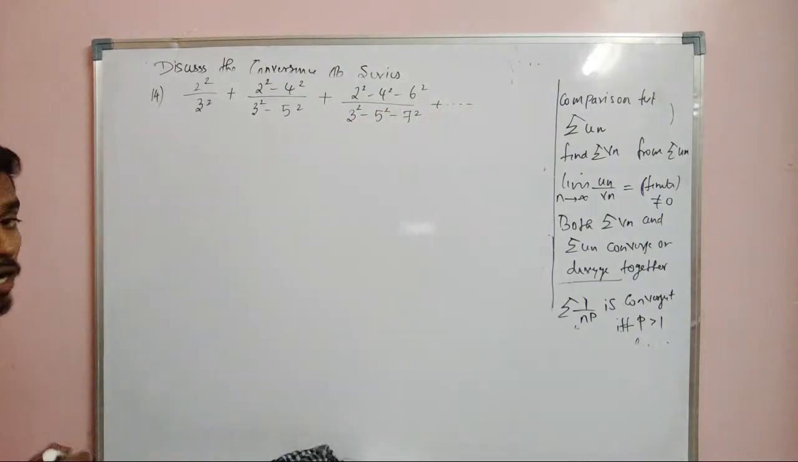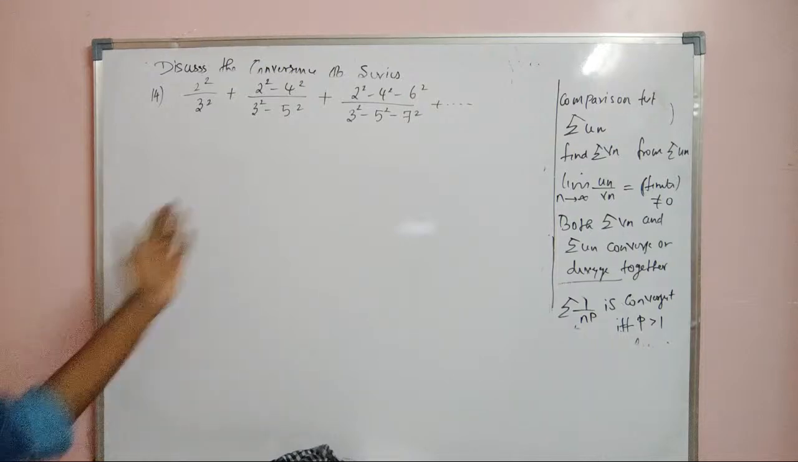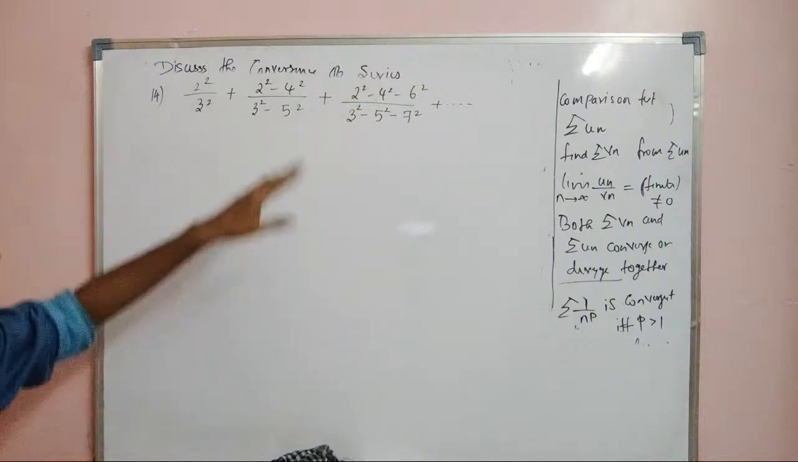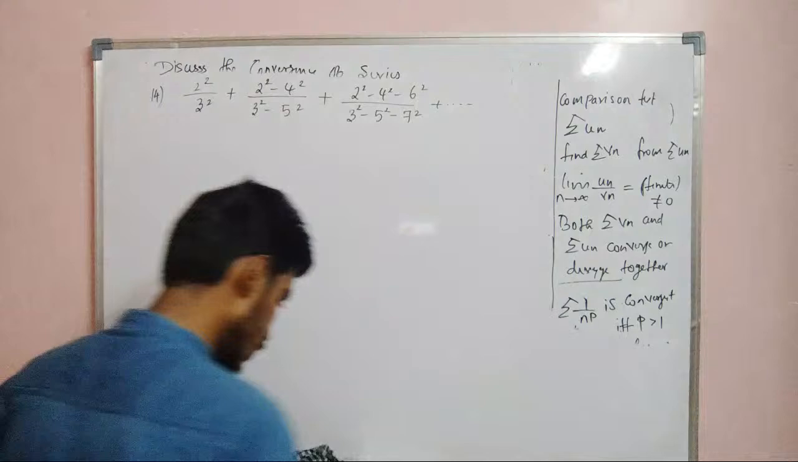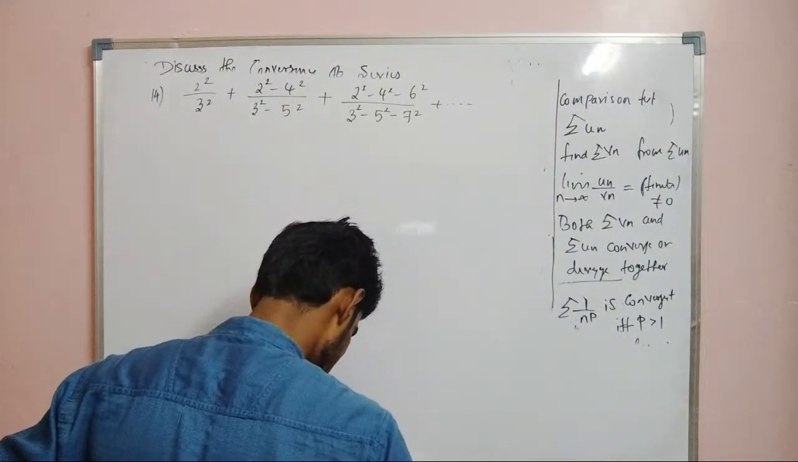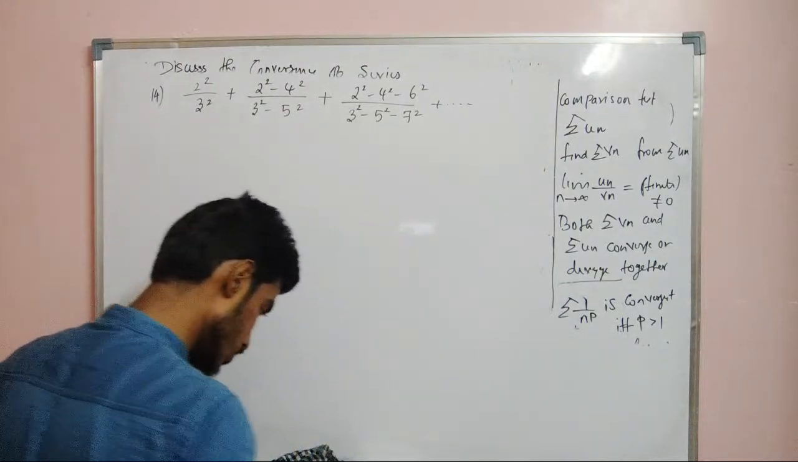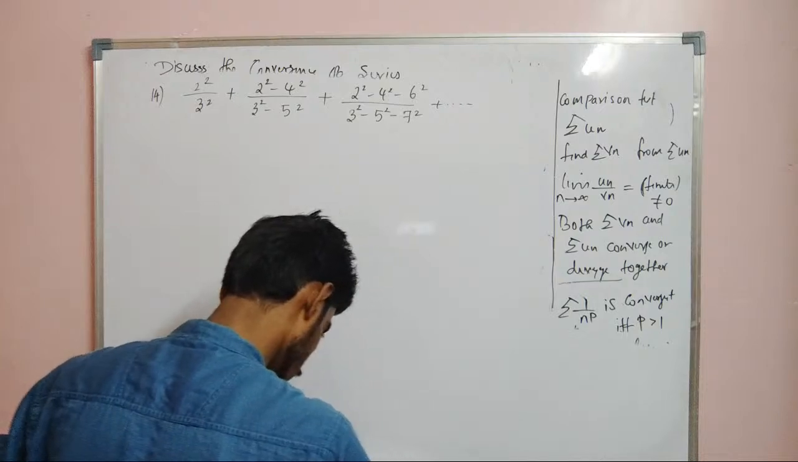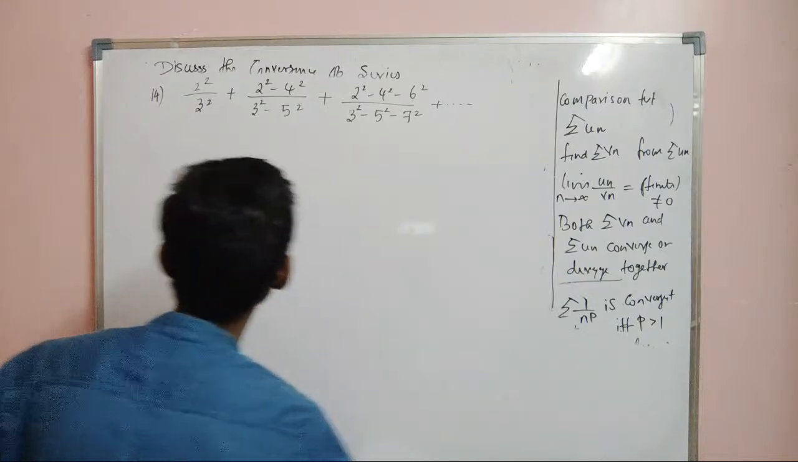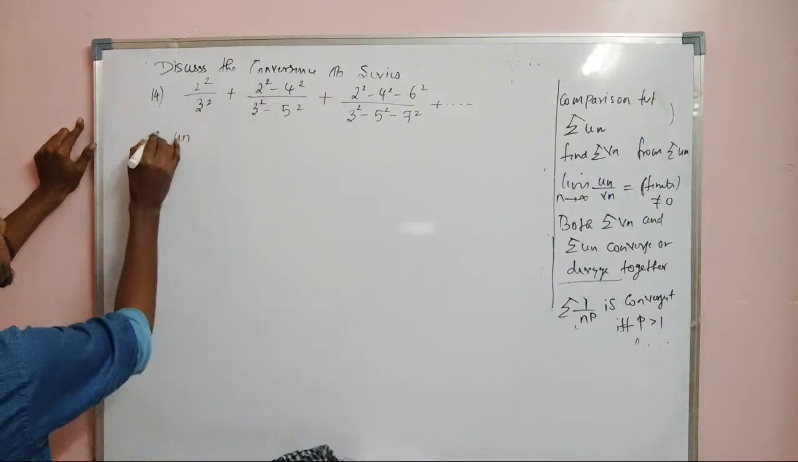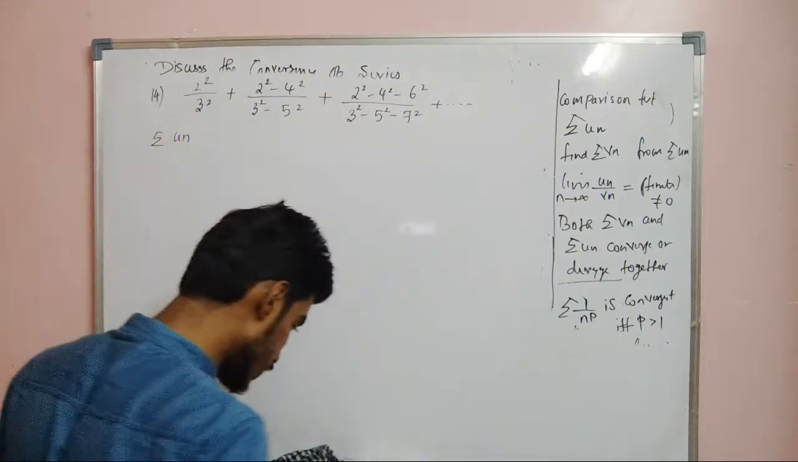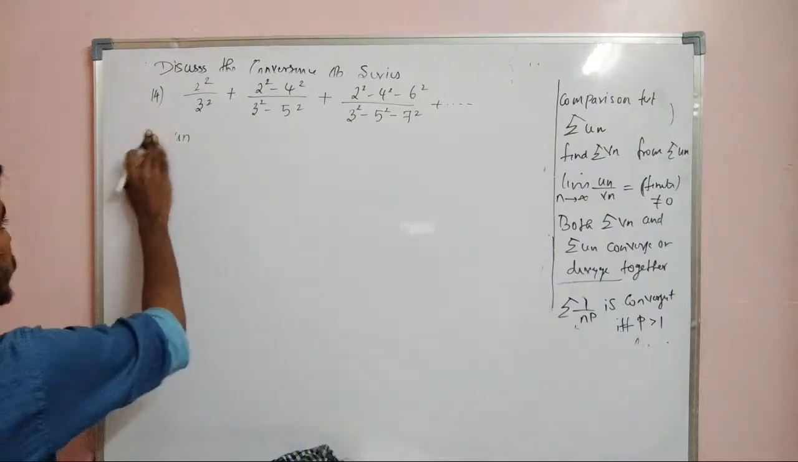Now you can see it is very hard to write the nth term, right? Because every term is a sum. Every term we are adding some terms, right? We are not multiplying, we are adding some terms. So we need to find the nth term now. Okay, we will first find the nth term.